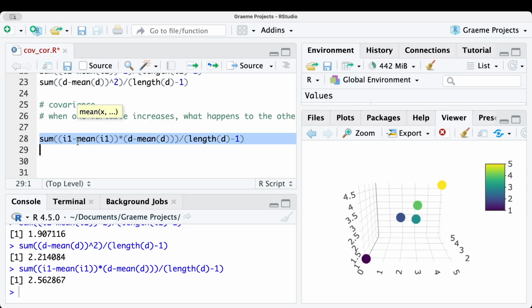So the covariance is neat and all, but we want to be able to calculate this efficiently for all of our different comparisons that we're making. In this case, we have three different variables here. We have I1, we have D, and we have I2. So we want maybe a matrix-based solution to be able to efficiently calculate all of these covariances for each of our variables.